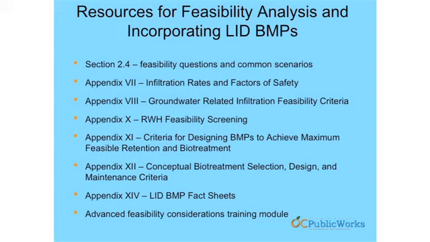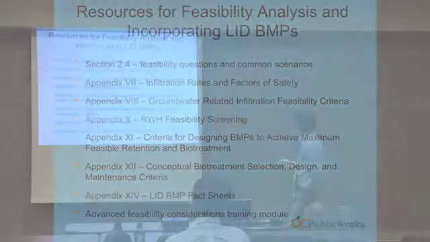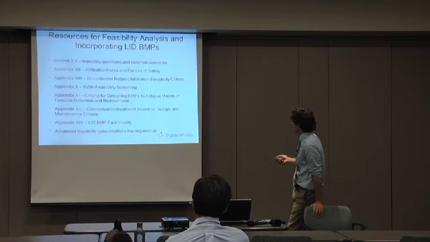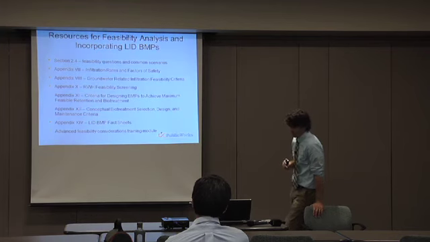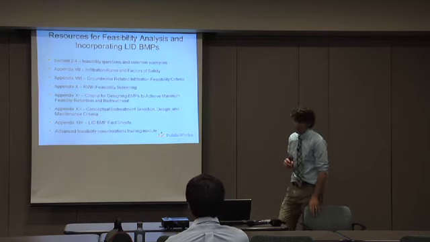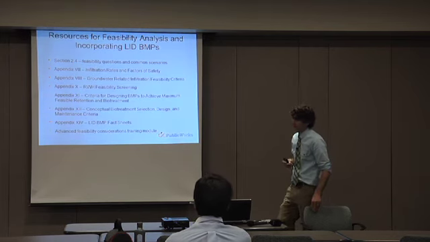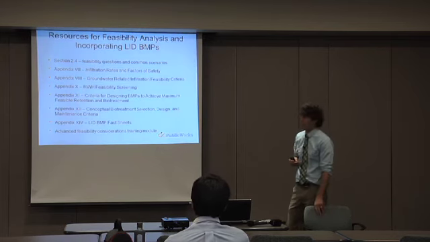Appendix 7 covers infiltration rates, methods of evaluating those, as well as methods of selecting factors of safety. This also provides guidance on small projects versus large projects and what the obligations are for those projects in assessing infiltration rates. Appendix 8 has groundwater-related feasibility criteria. Appendix 10 is where we have the rainwater harvesting feasibility screening criteria, also known as harvest and use. This is where someone's going to take a quick look, see how they fit into this structure, and for the most part they're going to stop looking any further.